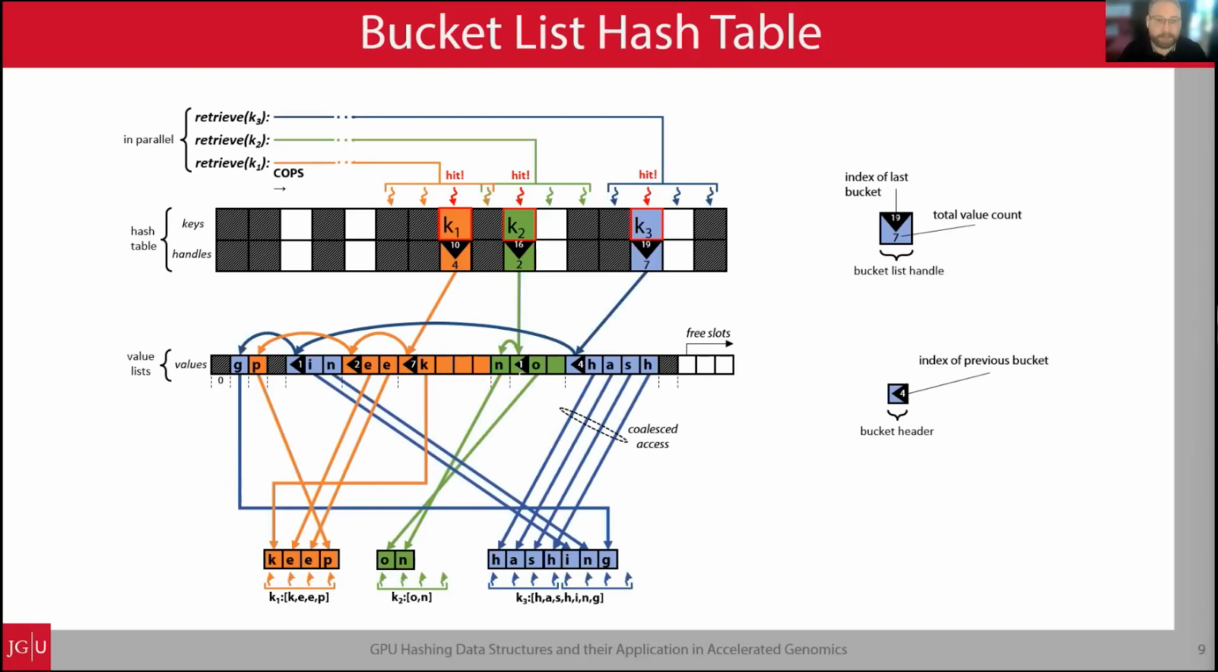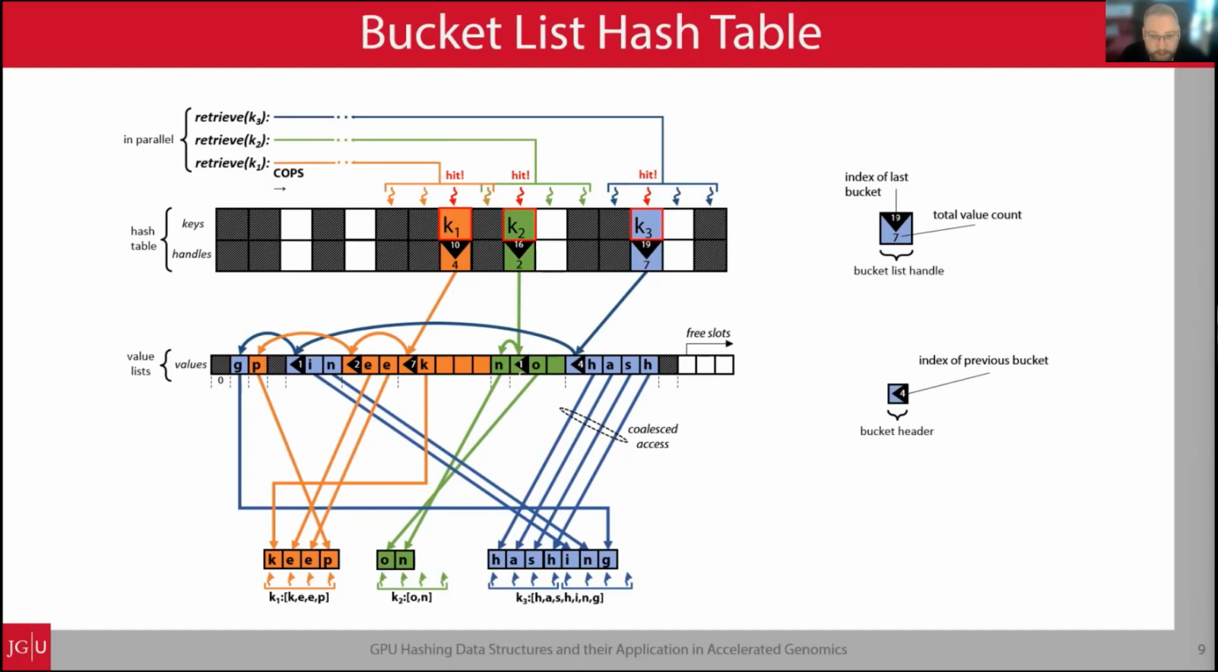Let's take a look at an example to make this a bit more clear. This rather fancy illustration shows the parallel retrieval of all values associated to keys K1, K2, and K3 from a bucket list hash table. And this is performed by 3 distinct cooperative groups in parallel. The upper memory segment represents the key store, so a single value hash table, while the lower array denotes the value store, so the pre-allocated memory pool already populated with buckets that are potentially stored out of order depending on when they were allocated.